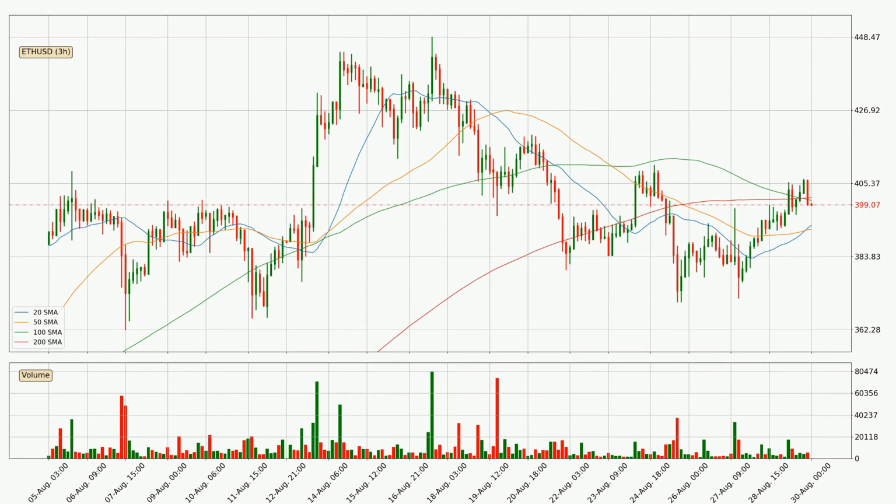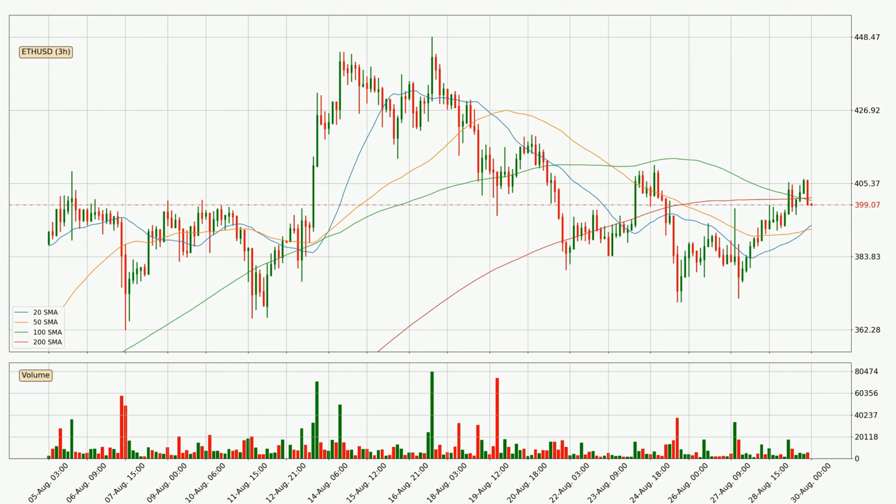Jumping to the 3-hourly simple moving averages, at the moment, the price is between the 20 and the 100 SMA. If the price bounces off the 20 SMA, which is currently at 393, it could be seen as a support, and the 100 SMA that is at 400 could be perceived as a resistance to the upside.